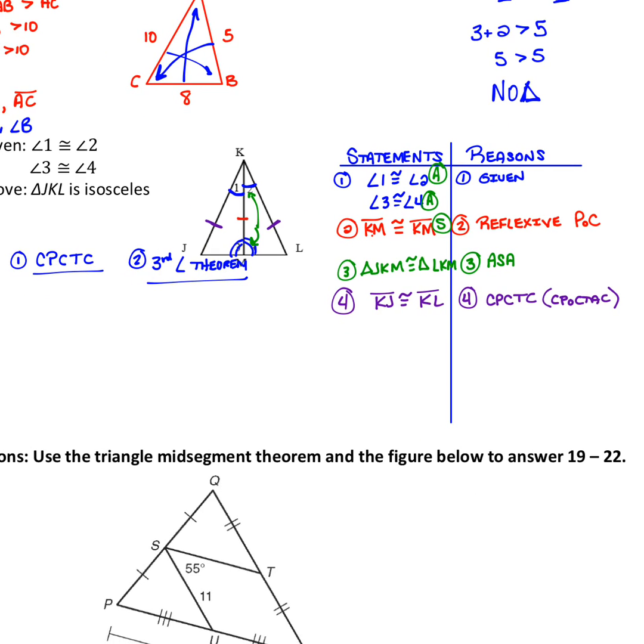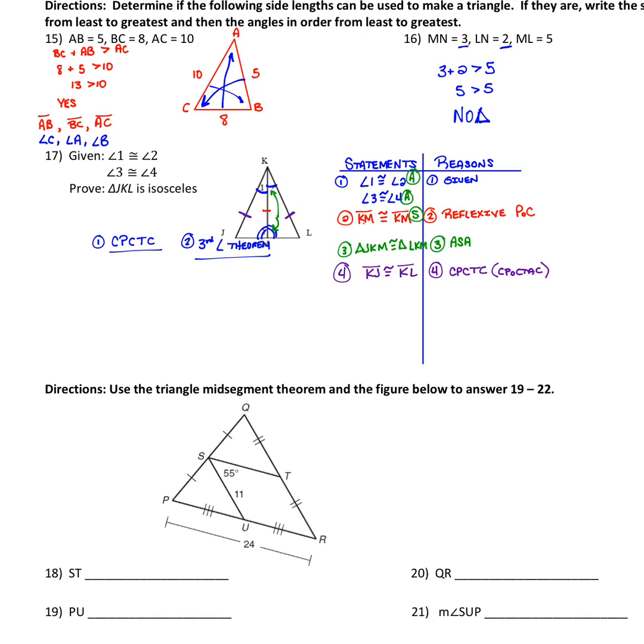Now it wants me to prove. I'm ready to pop that proof statement in there. We'll go with pink. So now I can conclude, because I just showed that it's got congruent sides, JKL is isosceles, and that's the definition of isosceles. I got two congruent sides. That's an isosceles triangle. So that's my first way, using corresponding parts of congruent triangles are congruent.